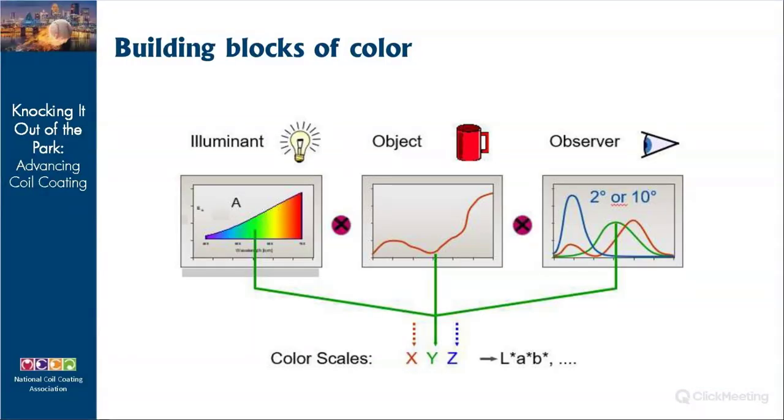Now, into the building blocks of color. Whenever we observe color, we have an illuminant, or something that's a light source that is illuminating a sample. So you have some type of light source, you have an object, and you have an observer. These three things are combined across the spectrum from 400 to 700 nanometers, and the output of that will give you tristimulus values, which are X, capital Y, capital Z values. Those can be converted into either Hunter LAB or CIELAB.